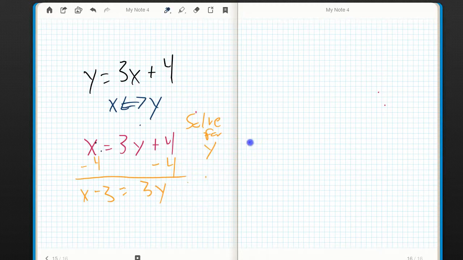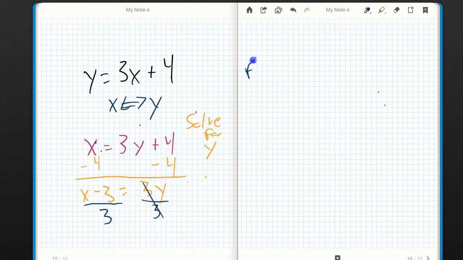Now we want to get rid of the 3. The 3 is multiplying the y. The opposite of multiplication is division. So you divide this side by 3, and you also have to divide this side by 3. Okay, so our inverse is going to be x minus 4 divided by 3.